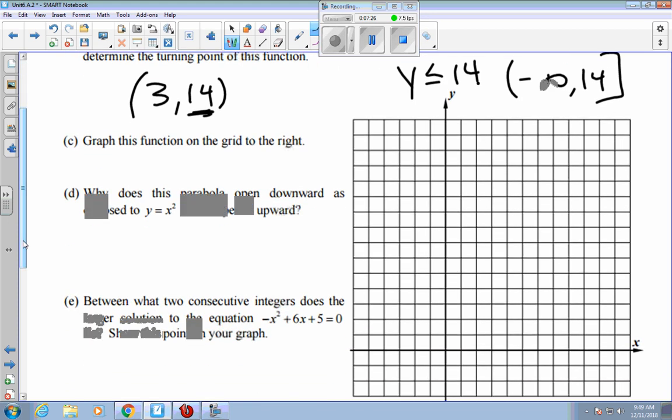Now, graphing the function. Again, you have to graph the vertex. So it's at 3 and 1, 2, 3, 4, 5, 6, 7, 8, 9, 10, 11, 12, 13, 14. So (3, 14) right there. Okay, that is the key. Then when you go back to look at your table, 2 and 4 should be the same, and they are at 12.